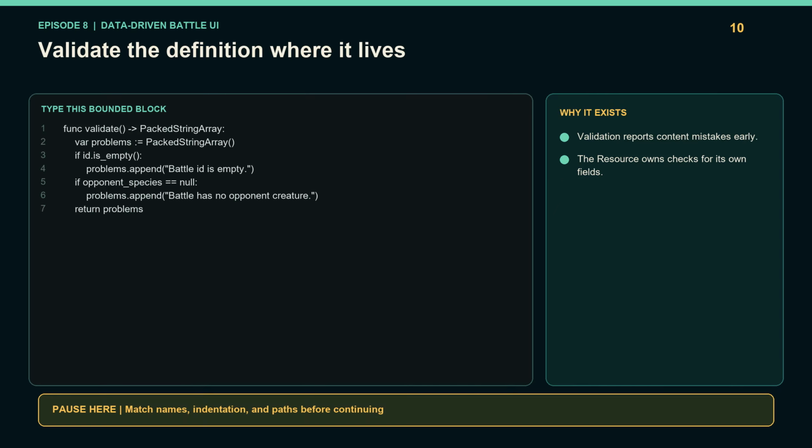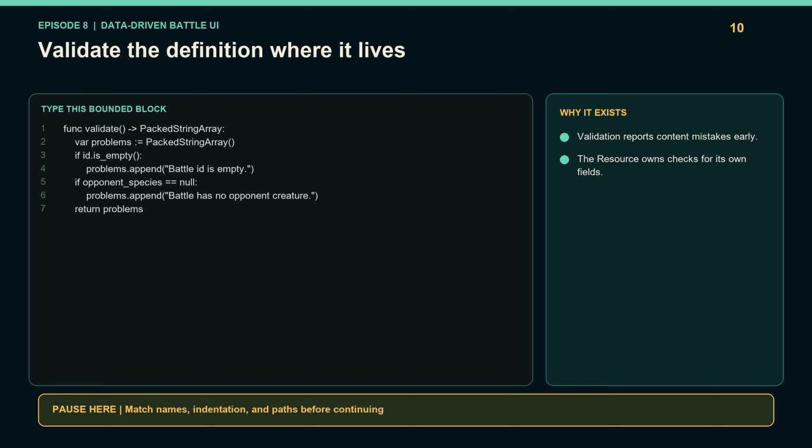Add a validate function that returns a packed string array. Start with an empty problems array. If the id is empty, append a clear message. If the trimmed opponent name is empty, append another. If opponent species is null, append a third. Return the problems array. This function does not repair bad content. It reports exactly what an editor or automated test needs to fix.